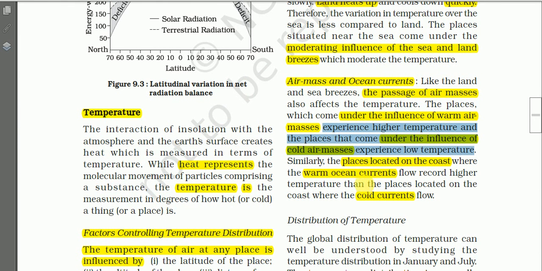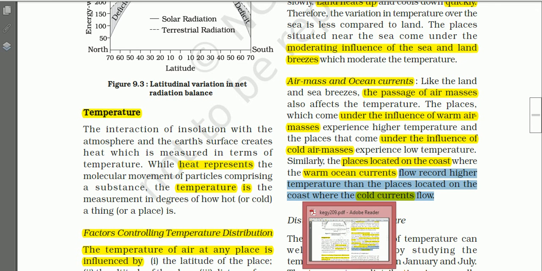Then similarly, places located on the coast where warm ocean currents flow record higher temperature than places located on the coast where cold currents flow. So ocean currents are streams caused by gravity differences, wind friction, and water density variation. Just see, it is just like a river.